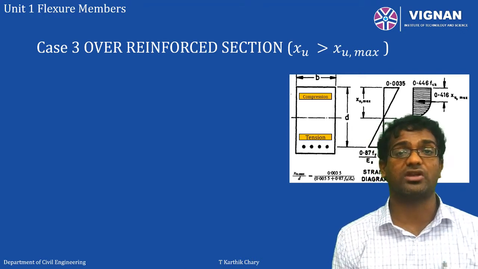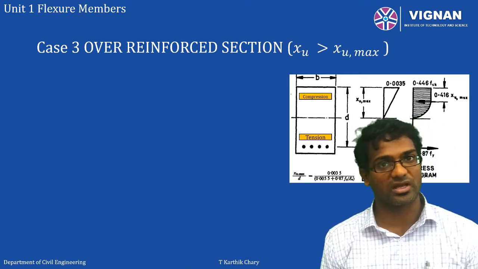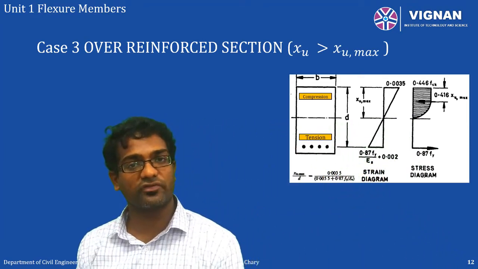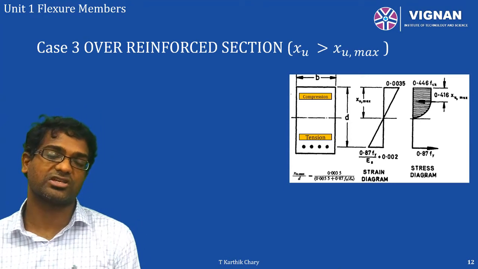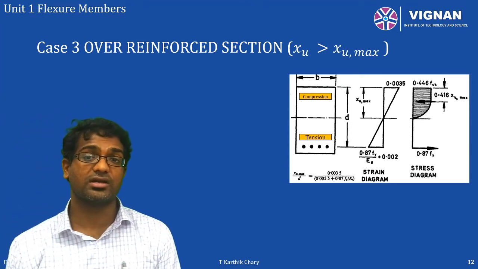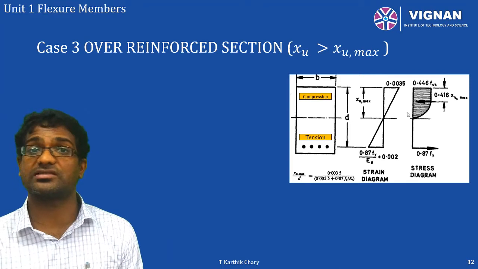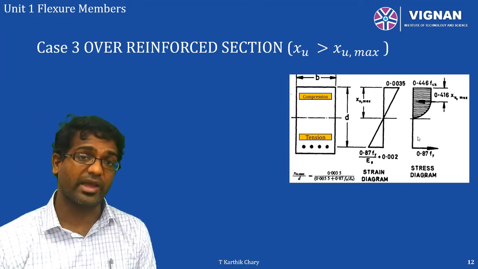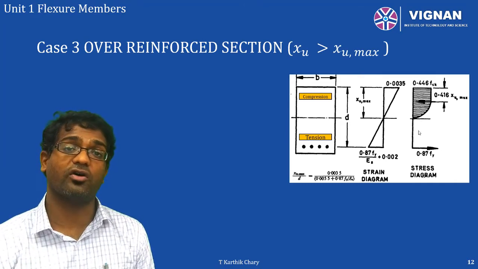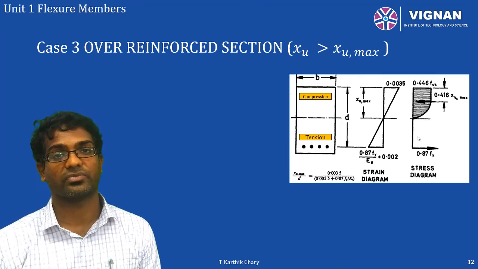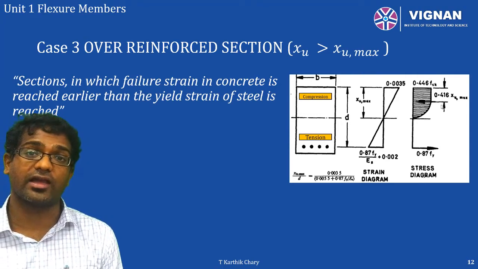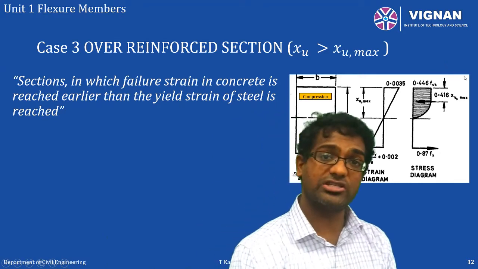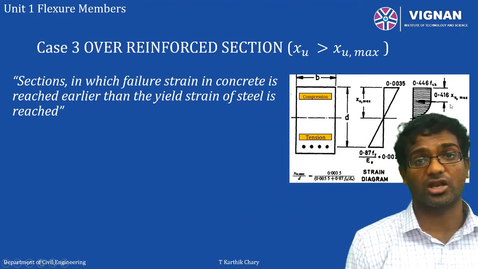When your actual neutral axis exceeds the limiting neutral axis, it is always catastrophic to consider this section for design, because your neutral axis depth is exceeding the limiting neutral axis depth which is prescribed. So you should expect the failure of the concrete first. These are the sections where the ultimate strain in the concrete is reached first rather than in the steel.